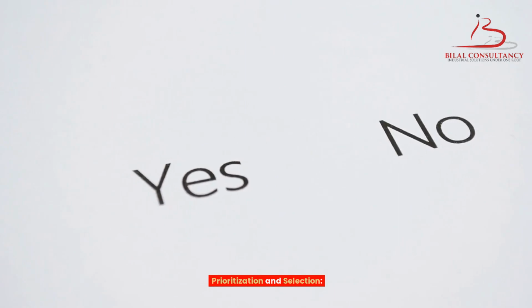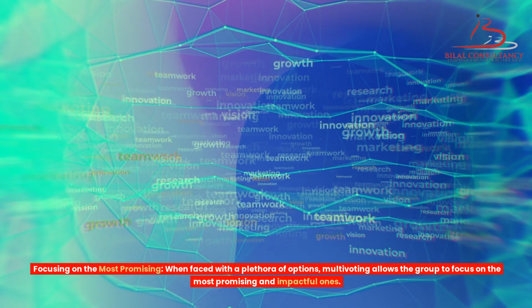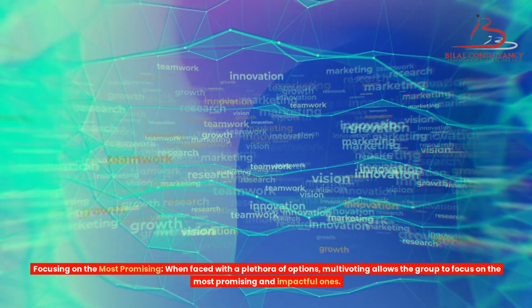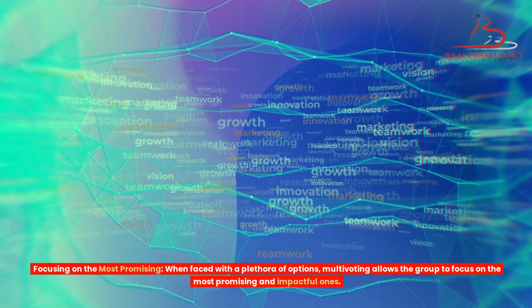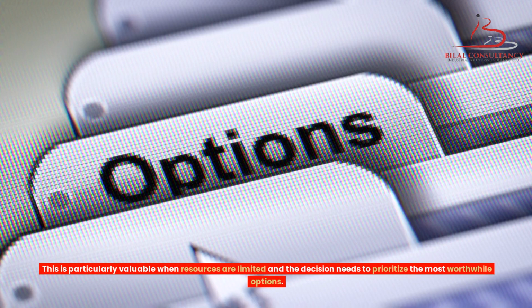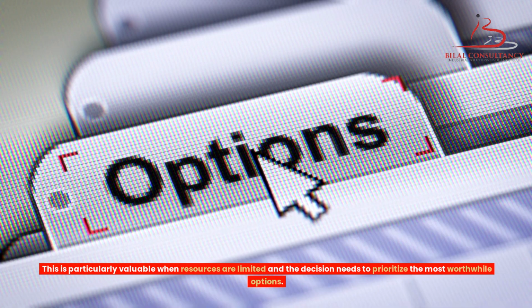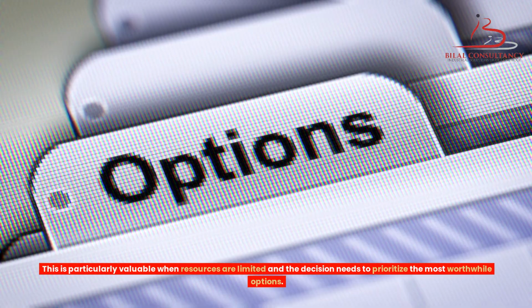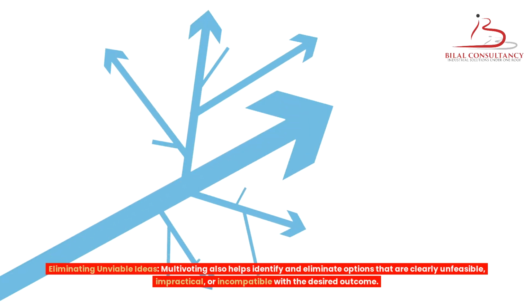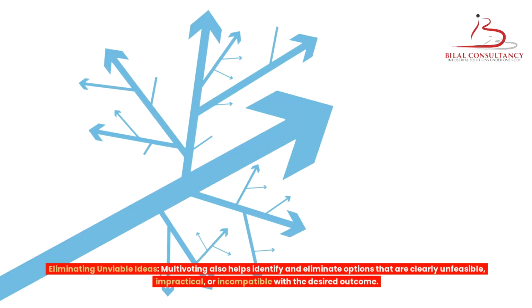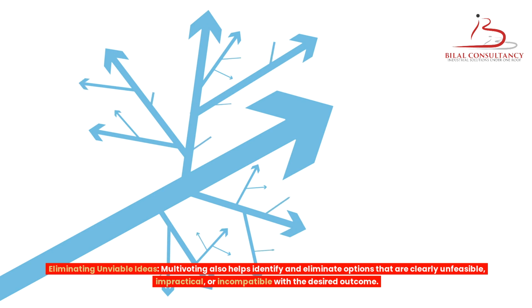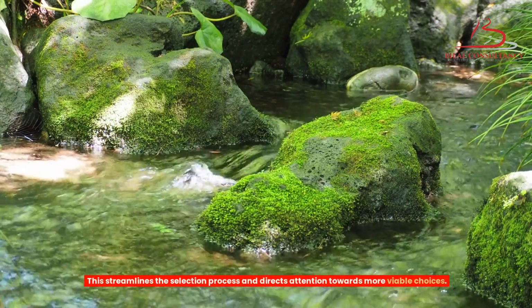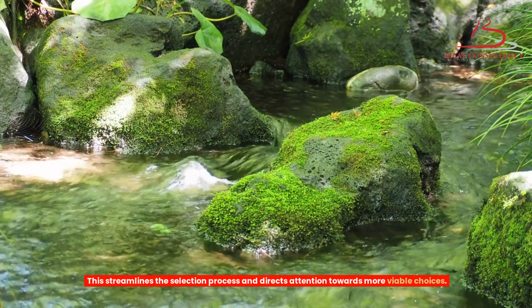Prioritization and selection. Focusing on the most promising. When faced with a plethora of options, multi-voting allows the group to focus on the most promising and impactful ones. This is particularly valuable when resources are limited and the decision needs to prioritize the most worthwhile options. Eliminating unviable ideas. Multi-voting also helps identify and eliminate options that are clearly unfeasible, impractical, or incompatible with the desired outcome. This streamlines the selection process and directs attention towards more viable choices.